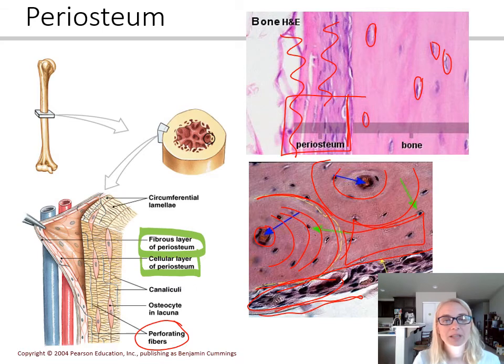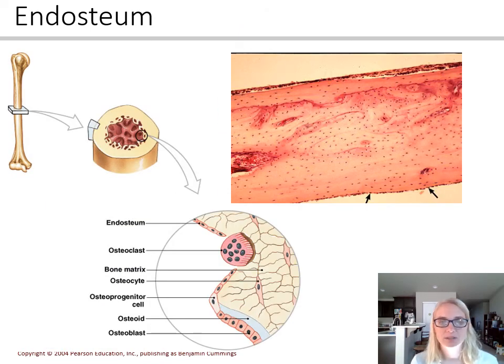Okay, and then the last lining is what's called the endosteum. It lines the inside of the bone. It's going to be lining the marrow cavity, right? So we can see that right here. It will be found lining the marrow cavity, but it also lines all of the central canals, perforating canals, and it covers all of the trabeculae in your spongy bone. So endosteum is very prominent on the inner surfaces of the bone: the marrow cavity, all the trabeculae of the spongy bone, and your central canals and perforating canals are lined by endosteum.